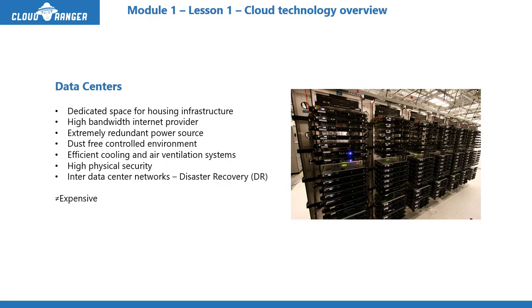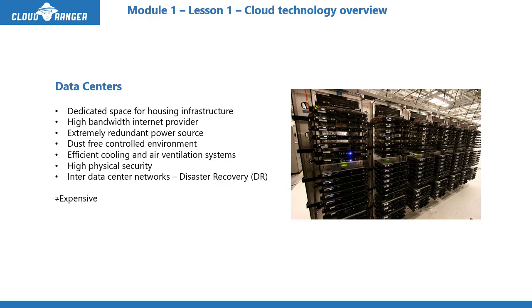Why would you go there? Well, it was a dedicated space. The data center would provide you high bandwidth internet access. They would provide you the redundant power source, dust-free controlled environment. So if you went to one of these data centers, they used to have multi-million dollar devices controlling the dust and creating that environment which would be dust-free. It used to have very efficient cooling and air ventilation systems because, as you can imagine, all these servers would produce a lot of heat, and you needed some crazy cooling and air ventilation to maintain thousands of servers if it was a large data center.